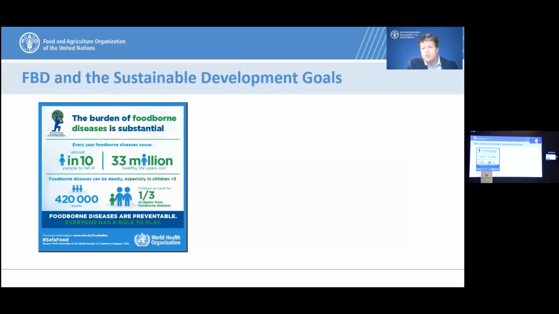Foodborne diseases also inhibit our ability to reach the Sustainable Development Goals. One in 10 people every year, or about 600 million cases a year, end up with foodborne illnesses. Among those, 420,000 people die. Those lives are lost. To put this in perspective, the number of illnesses is about 2.5 times the number of illnesses caused by malaria, and about the same number of deaths caused by that disease.